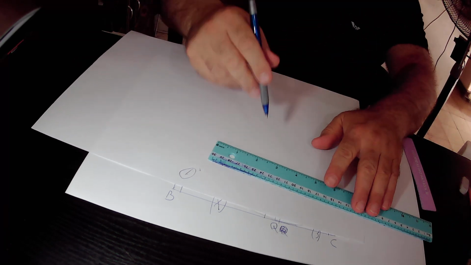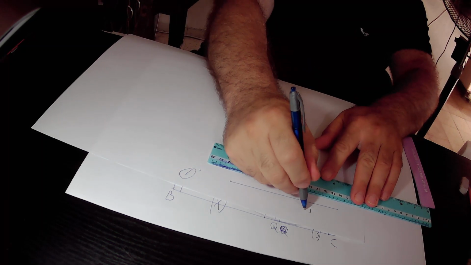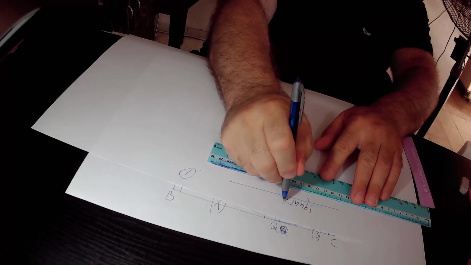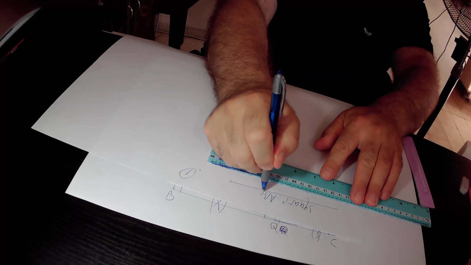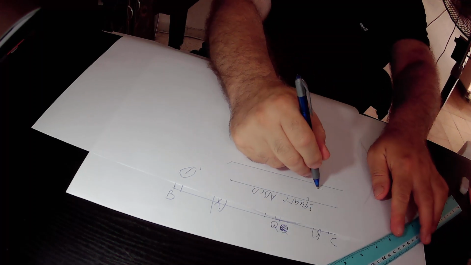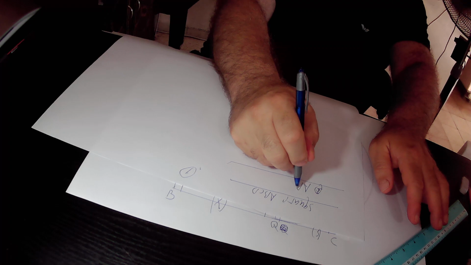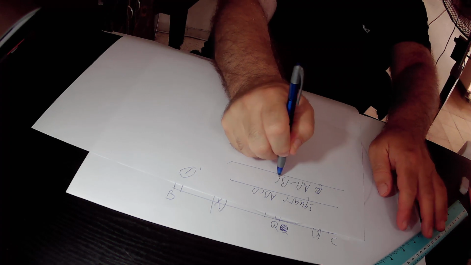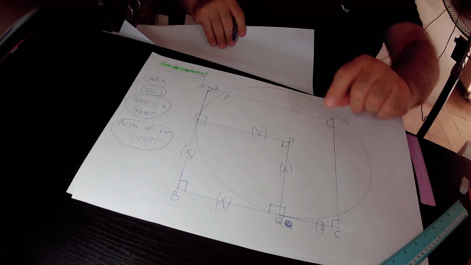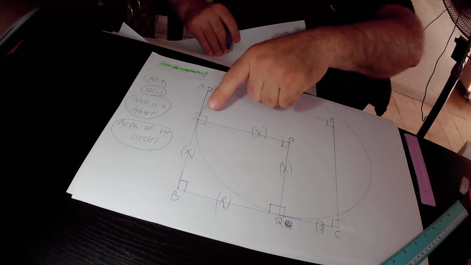In square ABCD, side AB equals side BC. AB equals AS plus SB. Again, AB equals AS plus SB.